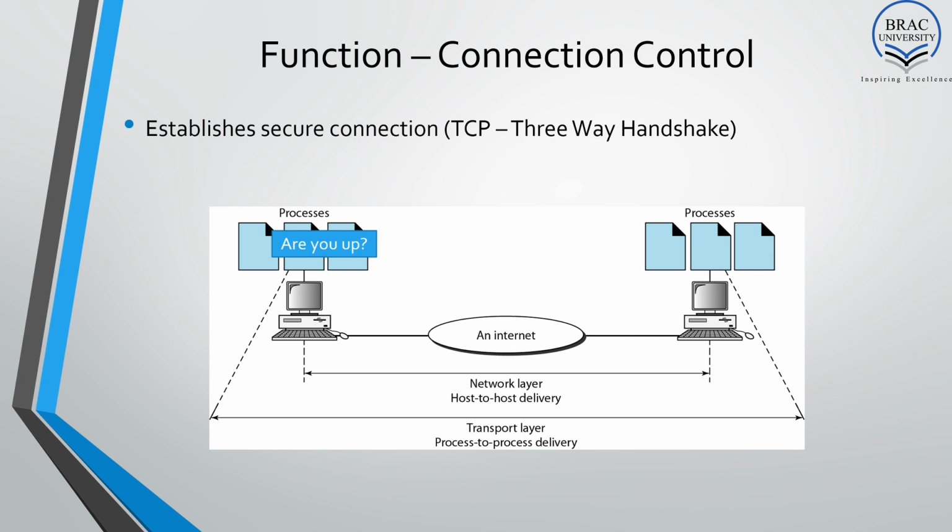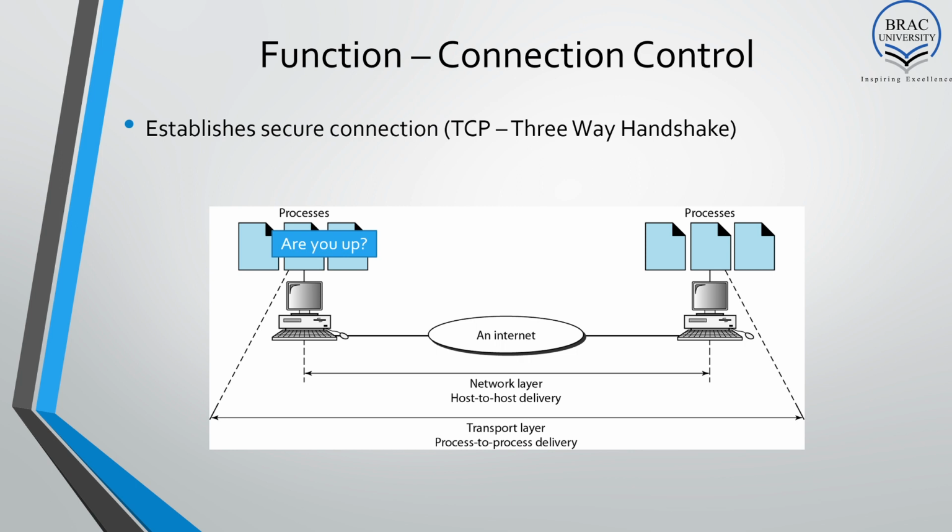So for connection control, what it does is ensure that there is communication between the two end devices. At first they do a three-way handshake, like they establish a connection: hi, are you there? And the end device is like, yep, I'm here, I'm ready to accept your data. And only then will they start their communication, right? This is in TCP. UDP doesn't do that, just for your information.